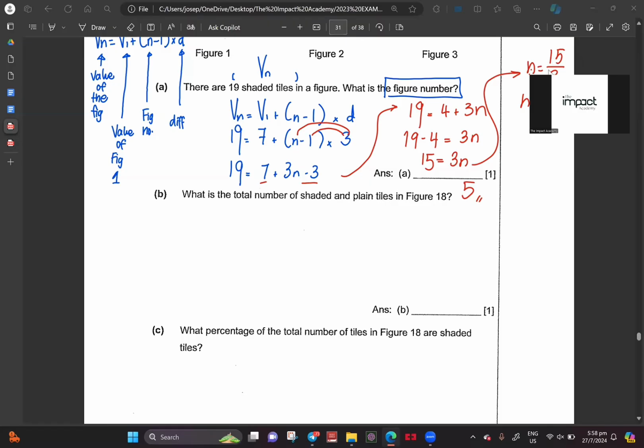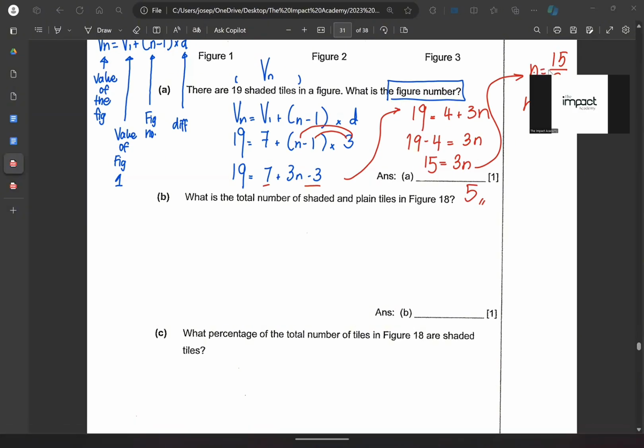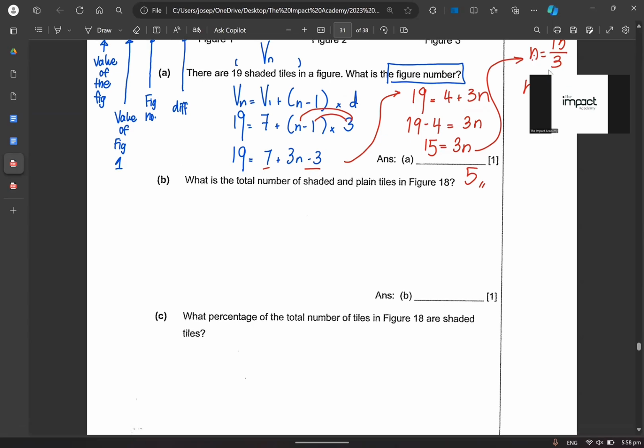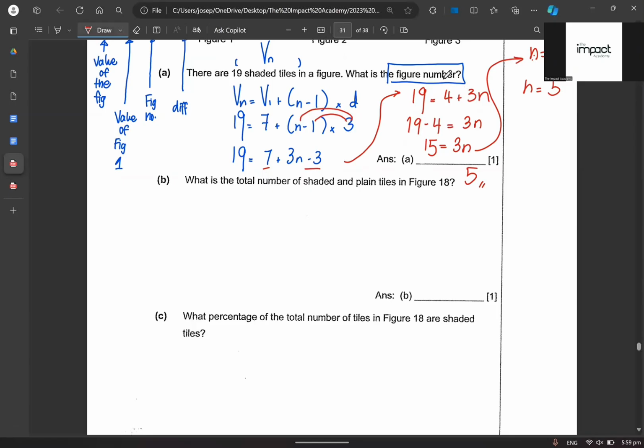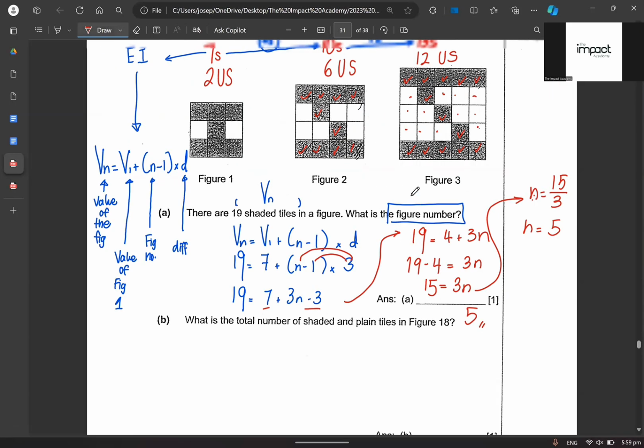So what you want to do right now is find the number of shaded tiles. Agree or disagree? Shall we talk about the number of shaded tiles? How many shaded tiles are there? You can see for yourself. Figure 18, right? Same thing.